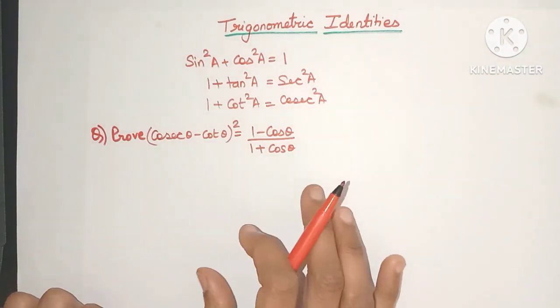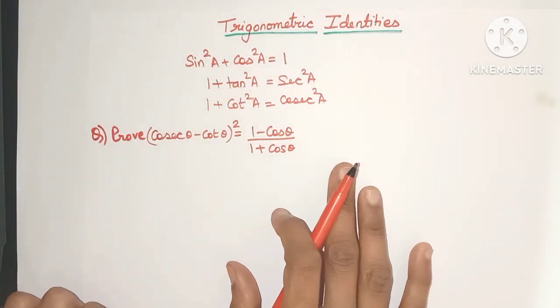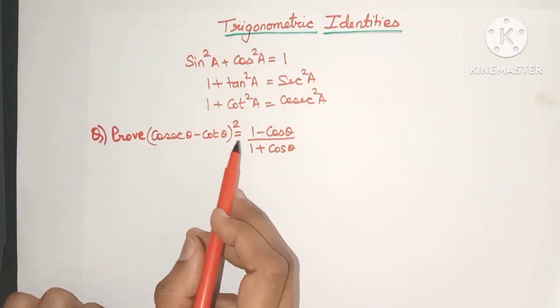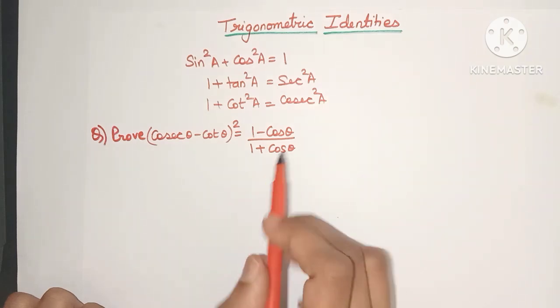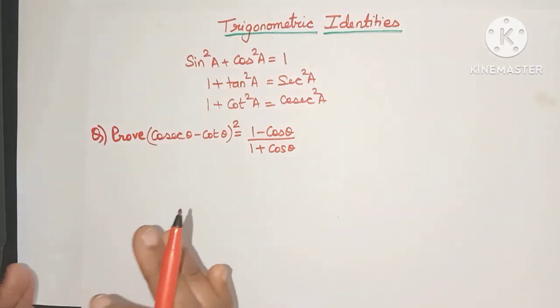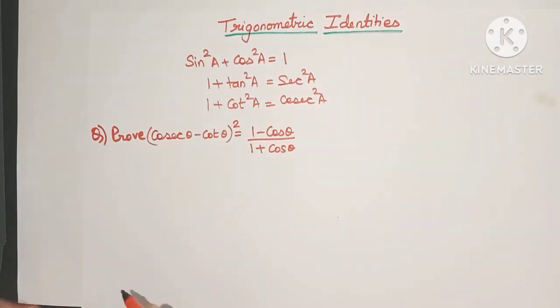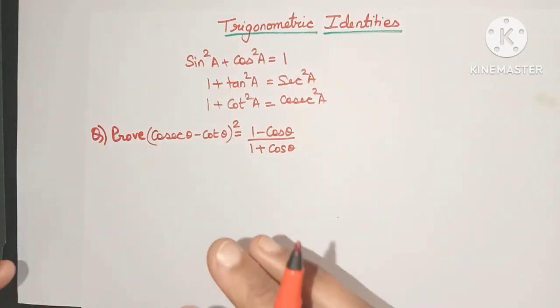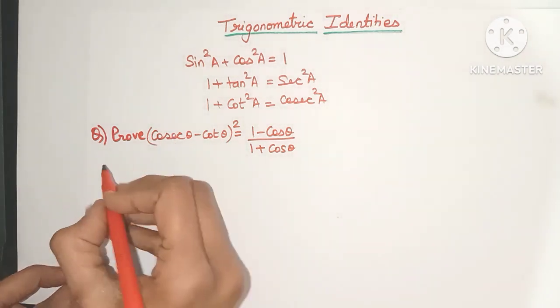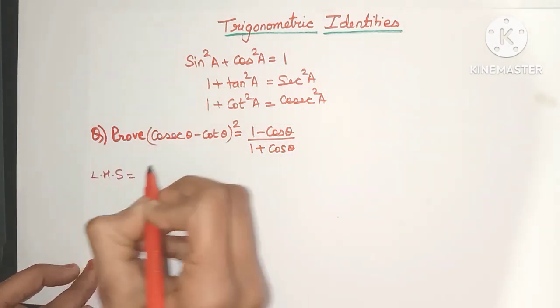So friends, let's solve a question based on trigonometric identities. You have to prove that cosec theta minus cot theta the whole square is 1 minus cos theta divided by 1 plus cos theta. So friends, whenever you have LHS equal to RHS, always go for that side which looks a little bit more complicated. So for me, LHS looks more complicated. So let me start with that.